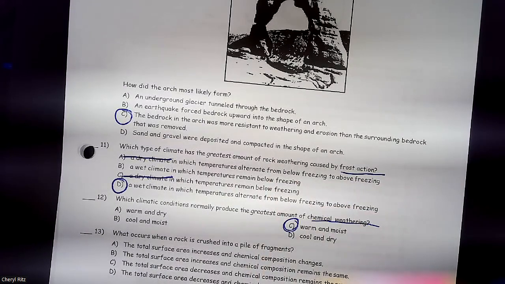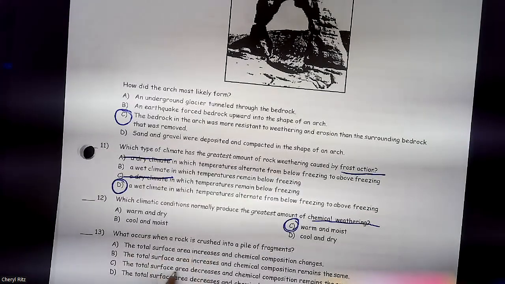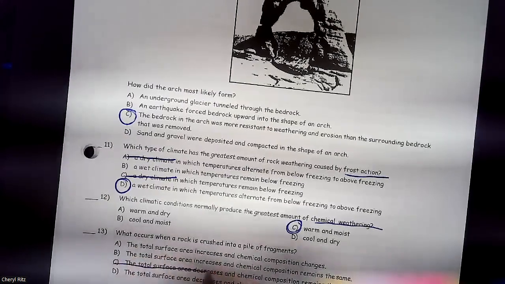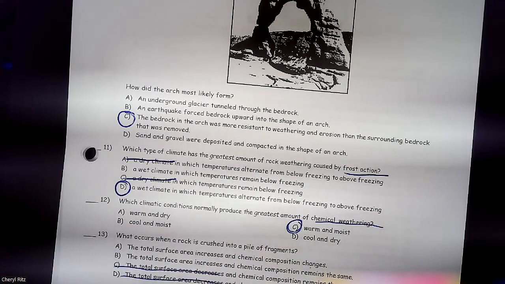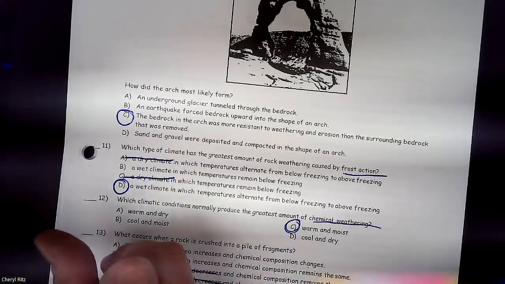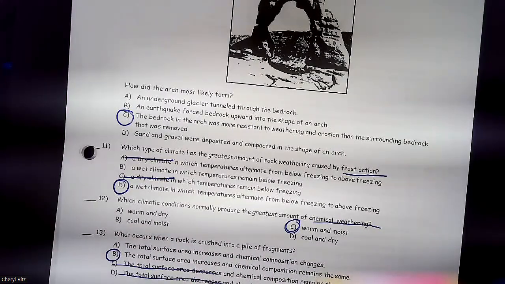What occurs when a rock is crushed into a pile of fragments? Let's read part of the answers. Total surface area increases or total surface area decreases? Increases. When we break a rock, it makes more surface area. So since it increases, does chemical composition change or remain the same? We're just breaking it into pieces. The chemical composition does not change. It remains the same. Answer B.